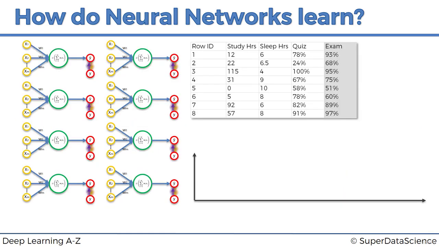So here's the full data set. We have 8 rows of how many hours you slept. Or maybe these are different students taking the same exam: how many hours they studied, how many hours they slept before the exam, what did they get on the quiz, and their final result on the test.